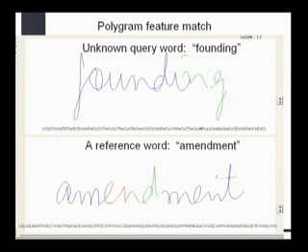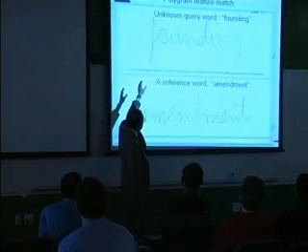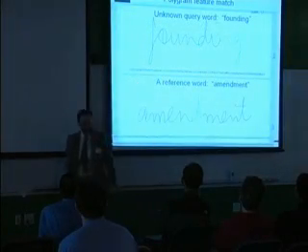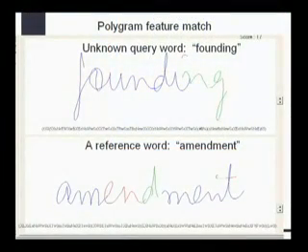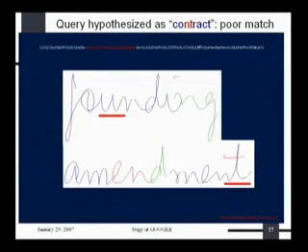And suppose that the unknown word is really founding, and the reference word is amendment. There are pen up and pen down here, and that's why there are different colors here. But all we are showing here is one word we are trying to recognize, and one example of a reference word, one of the 100 reference words or 1,000 reference words.